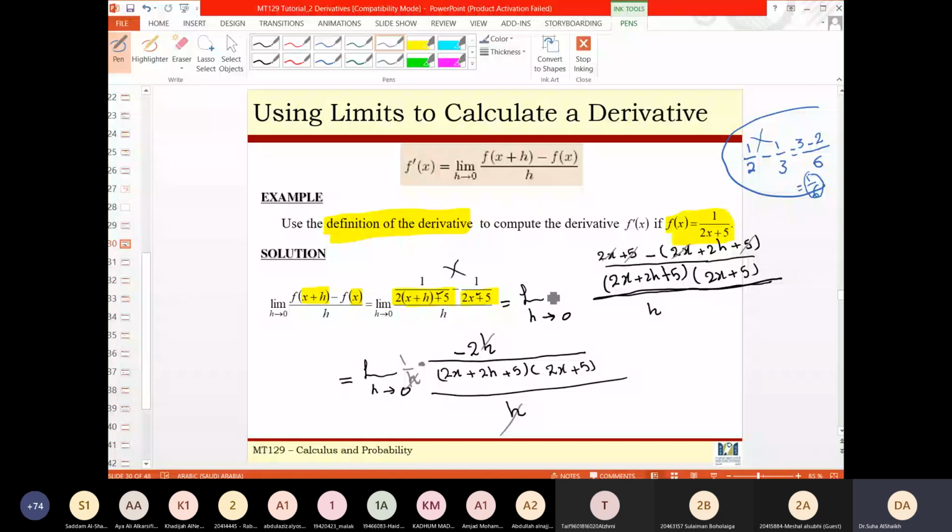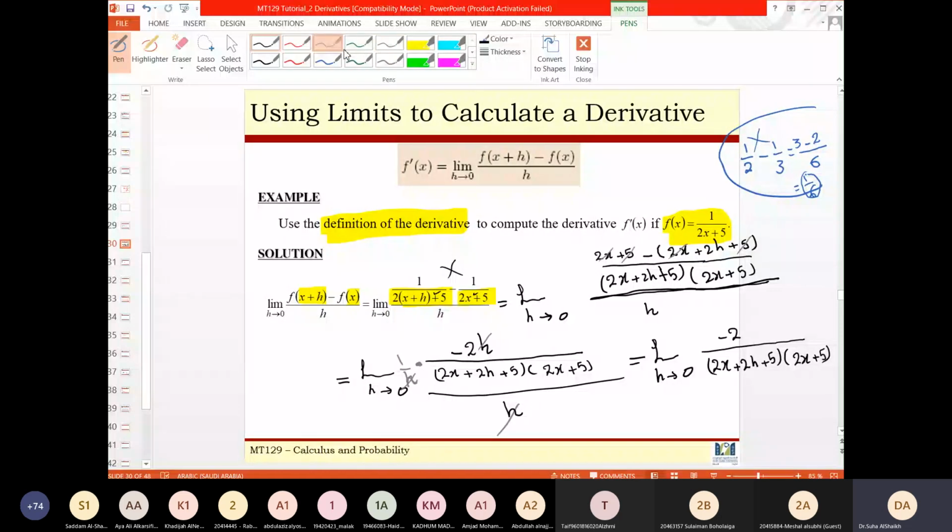Since we cancelled the h at the bottom, we are ready to substitute h equal to 0. So now we are ready to change the h with 0 here. I just have this h to be changed to 0. So what I will get is -2 over 2x plus 5 times 2x plus 5, if the h is 0. This is nothing but -2 over (2x plus 5) squared. And this is the final answer.